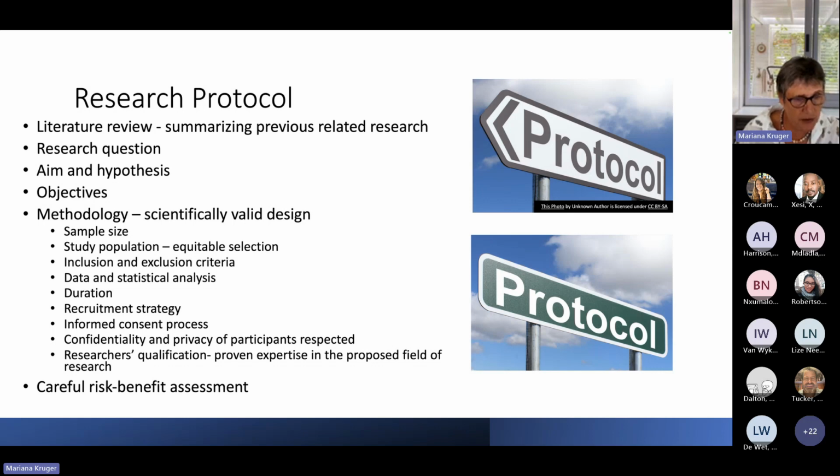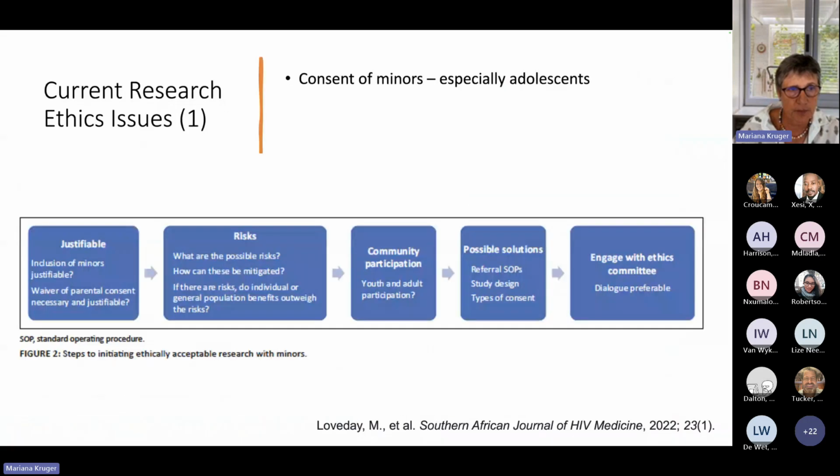What is the recruitment strategy? Is it appropriate? Is it friendly? Is it respecting persons? We look at the informed consent process. We look at how confidentiality and privacy will be respected. And we look at whether the researcher has the necessary qualifications, namely having proven expertise in the proposed field of research. And then the final, most crucial task, the careful risk-benefit assessment. We really want to see there's more potential benefit than there are potential risks.